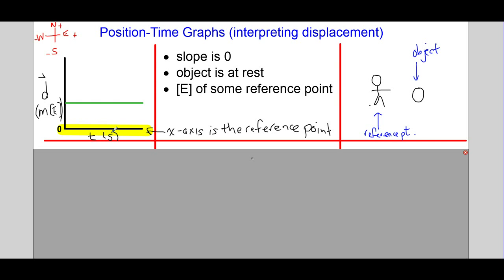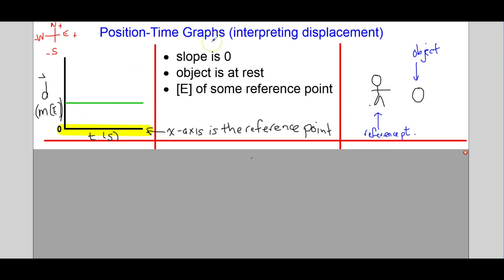So some of you might actually be guessing now, what happens if we were to go below the x-axis in the negative y direction? Well, we're on the other side of a reference point, so that must mean that anything below the x-axis is in the west direction.